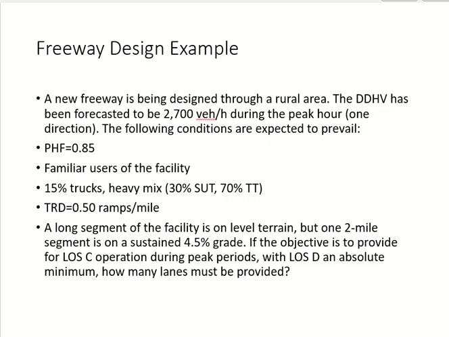So we are designing the whole highway, right? The whole highway can have many segments then. So that's why you have this. We have two types of conditions. One is level terrain, which we already decided. The other one is extended gradient, which is a 2-mile segment of 4.5% gradient.